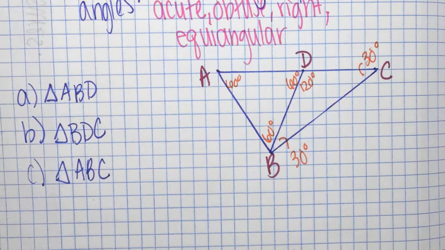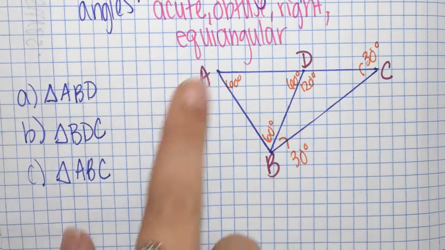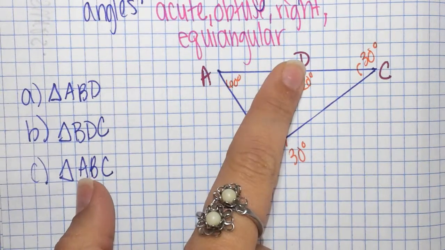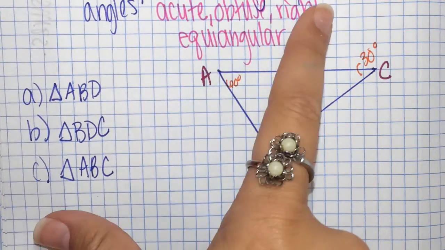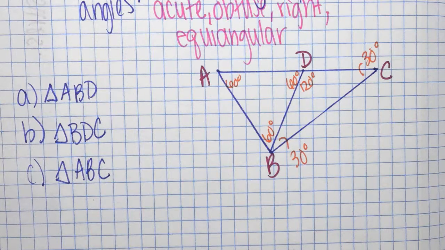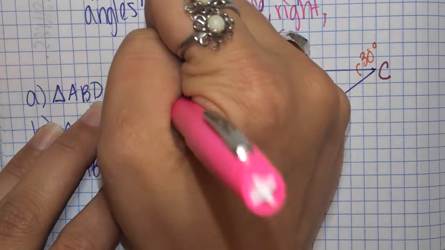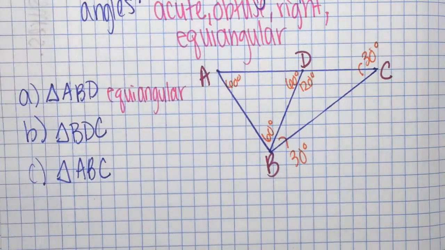Are we ready? Yes. Okay. We're fine. He's just a little stuck. Okay, so triangle ABD. Would that be acute, obtuse, right, or equiangular? Equiangular. Why? Because all of them are equal. Fantastic.